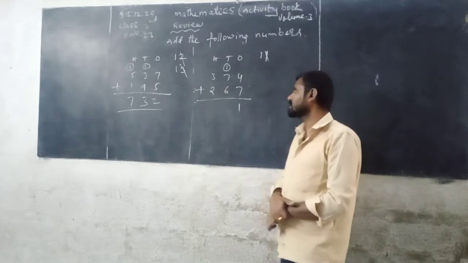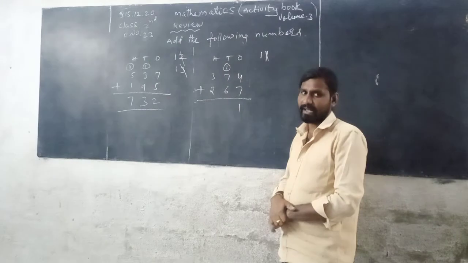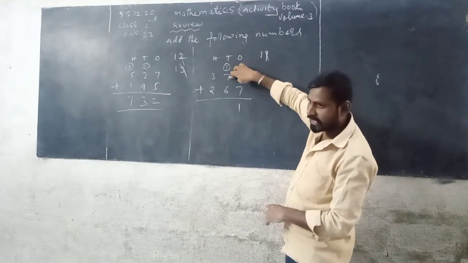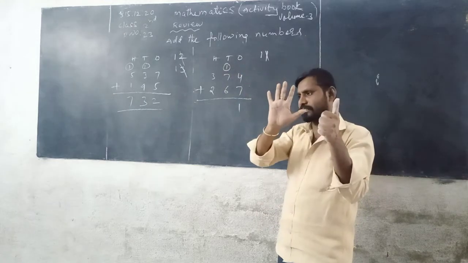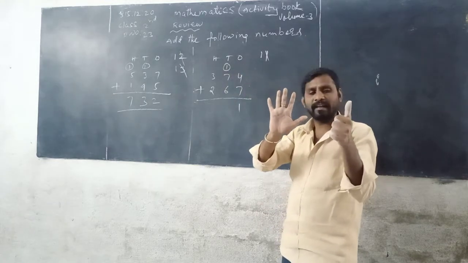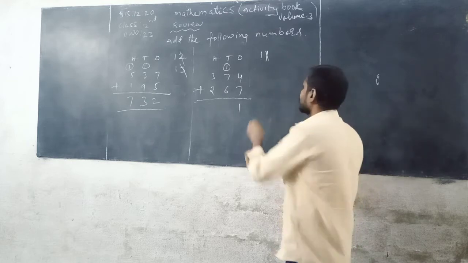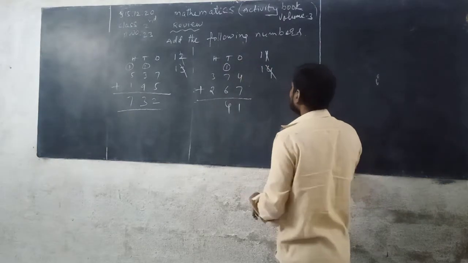Now next, add the digits in the tens place along with the carried number. 7 plus 1, 8. Look at the blackboard. 7 plus 1, 8. Keep it in your mind. Okay. So how many fingers can you count? 6 fingers. Take 6 fingers. 8 after 9, 10, 11, 12, 13, 14. So in it, 4 is taken and written down in the tens column. 1 is carried over to the hundreds place.